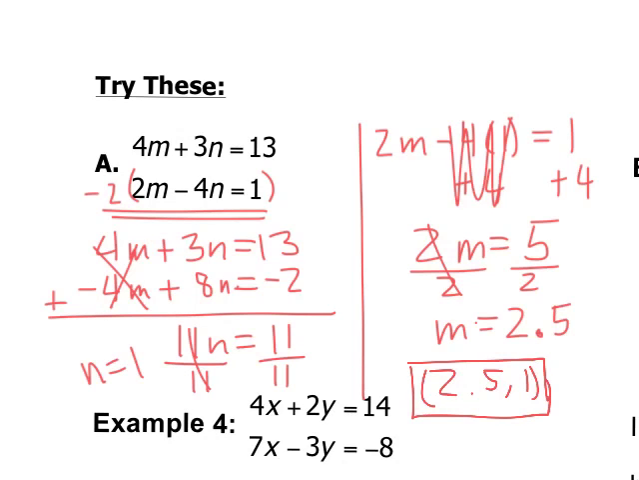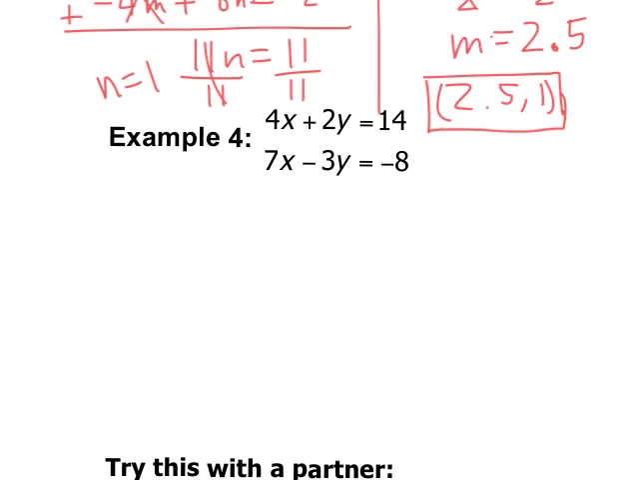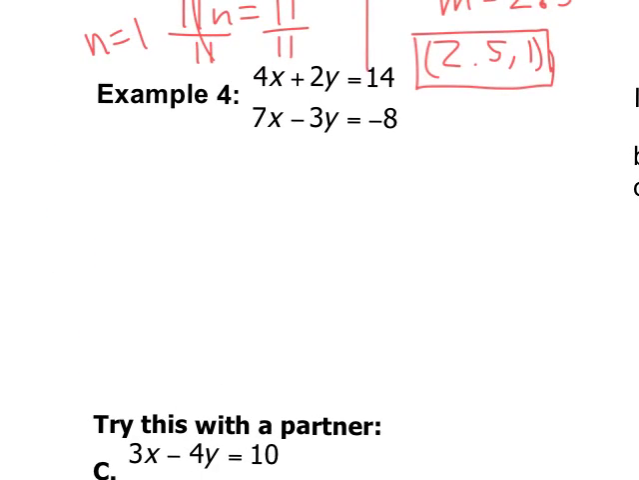All right. Now let's look at the big dog. Let's look at example 4. Okay, so on example 4, do you see opposites? Nope. So we know we're going to have to multiply. Could I multiply 4 by something to make it 7? No. So the x's don't really work. Could I multiply 2 by something to make it 3? No. So the y's don't really work.